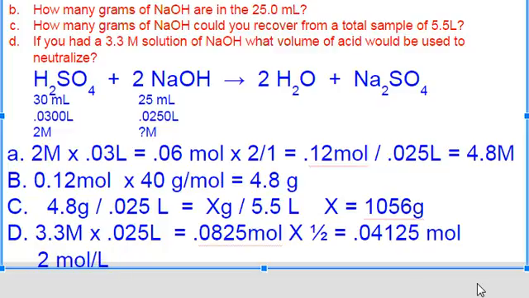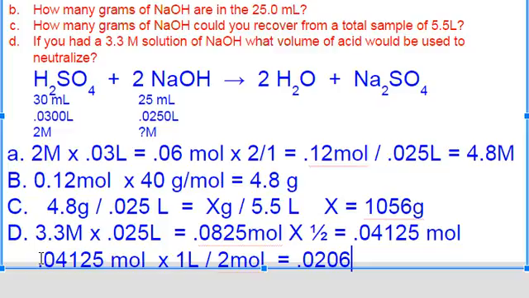Actually, I want to do this the other way. I want to take my 0.04125 moles times 1 liter contains 2 moles. And when I do that, I'm effectively cutting 0.04125 in half again. I should expect 0.0206 liters, or 20.6 milliliters of acid, to be used.